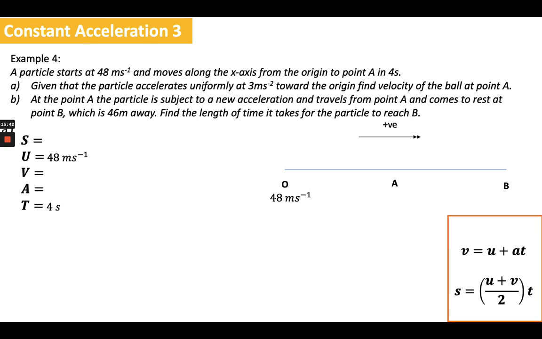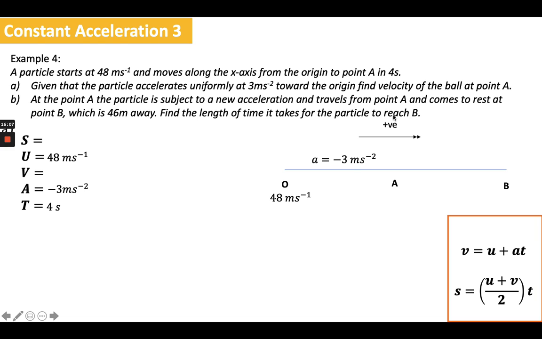Given that the particle accelerates uniformly at 3 meters per second squared towards the origin. Now this is difficult here, towards the origin. It's telling me the acceleration points this way, towards the origin. Because the acceleration points towards the origin, and my particle is moving towards A, that means it's going against my direction. So I'm going to have a negative acceleration, negative 3 meters per second squared.